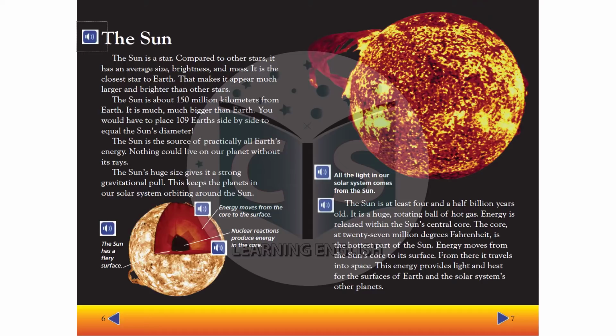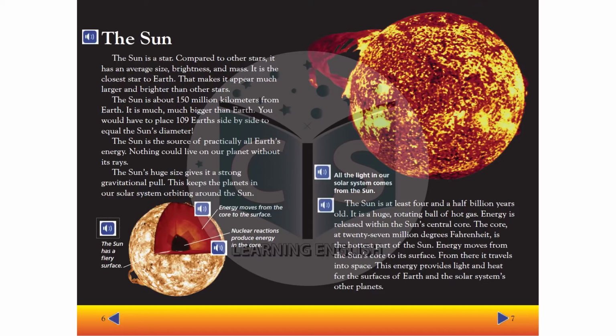The Sun is the source of practically all Earth's energy. Nothing could live on our planet without its rays. The Sun's huge size gives it a strong gravitational pull. This keeps the planets in our solar system orbiting around the Sun.